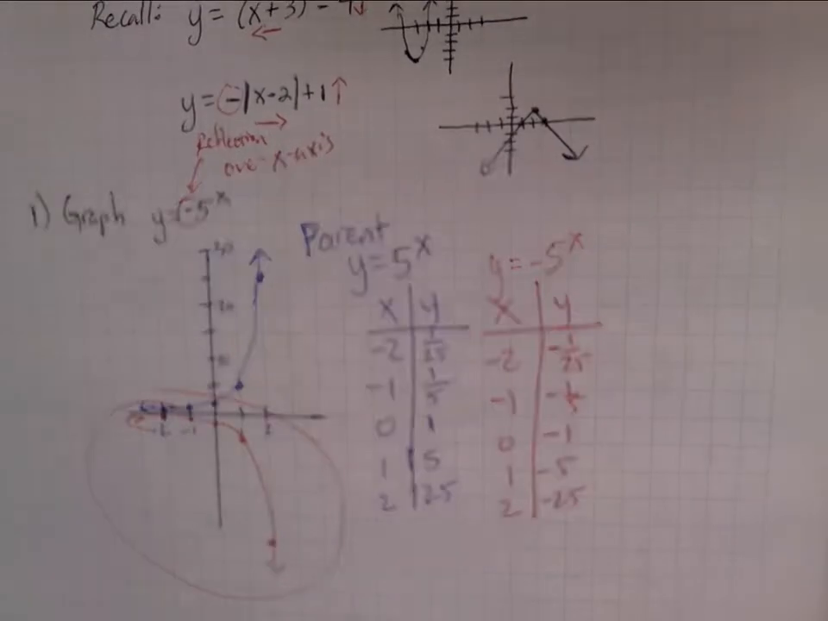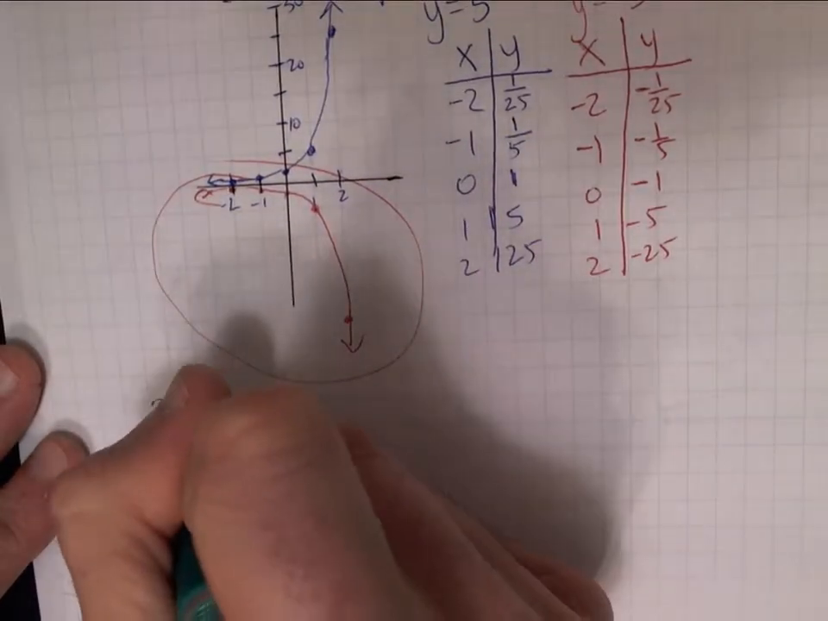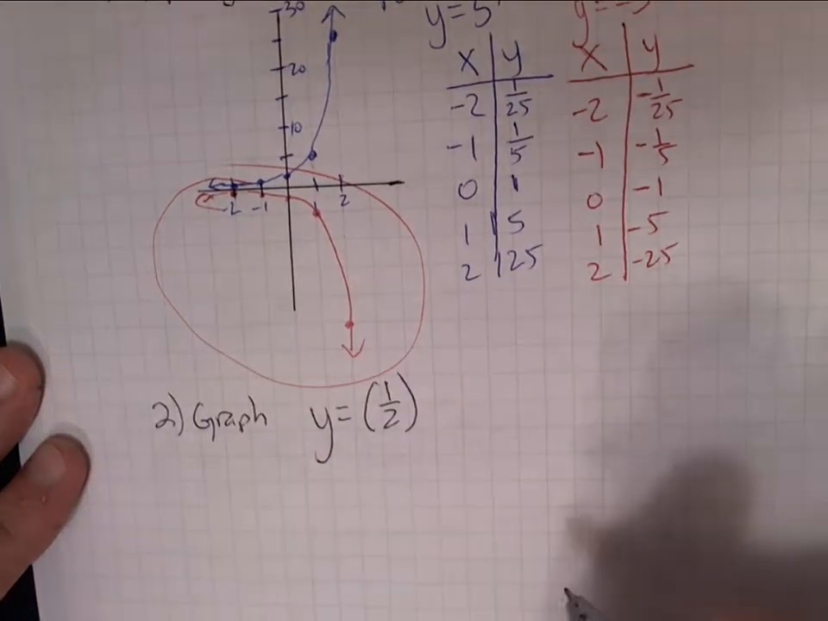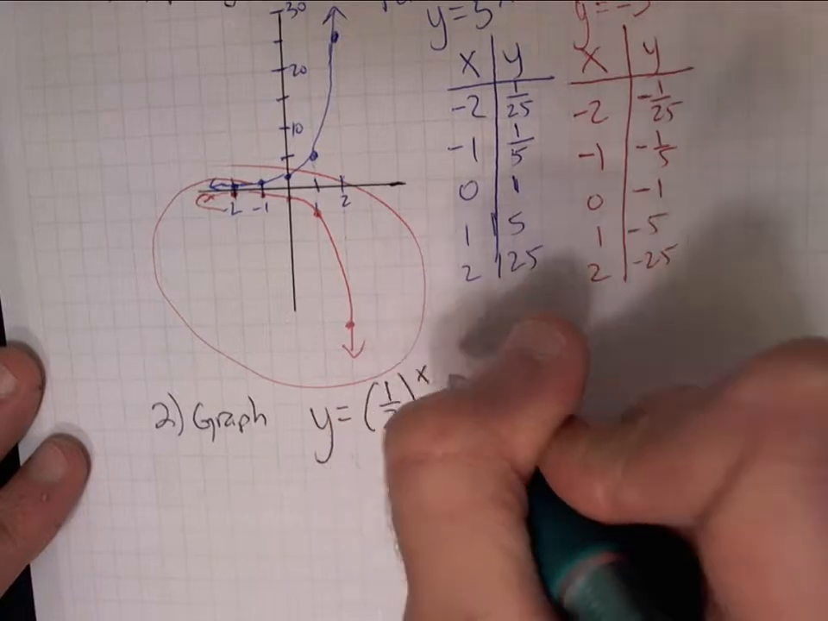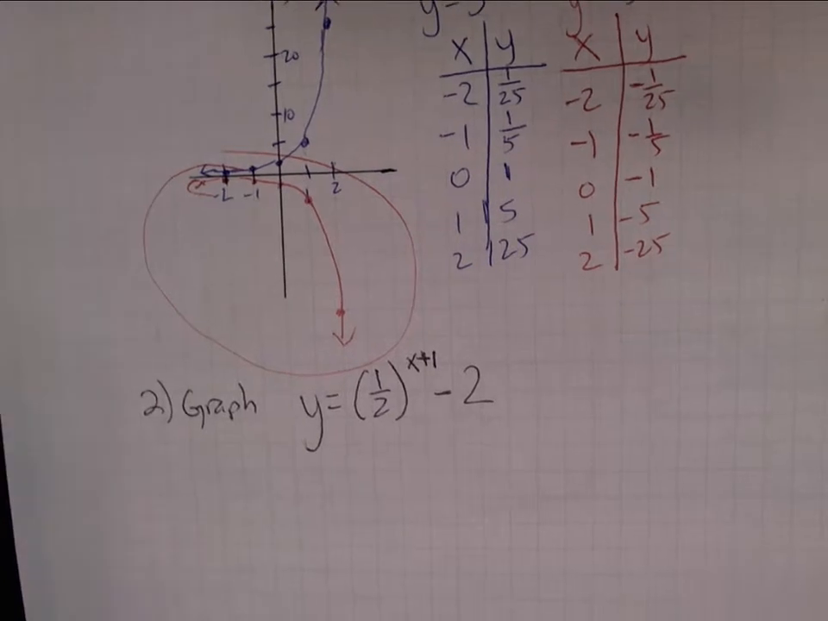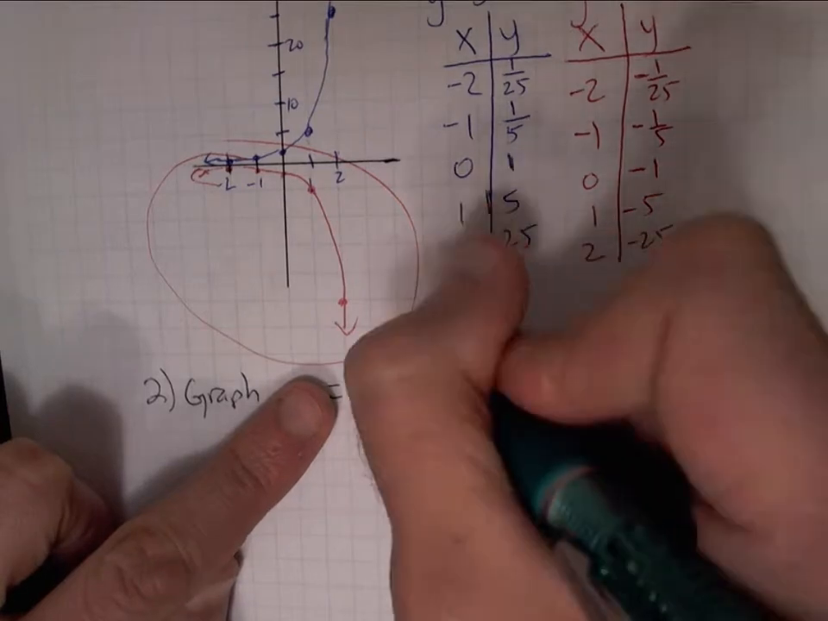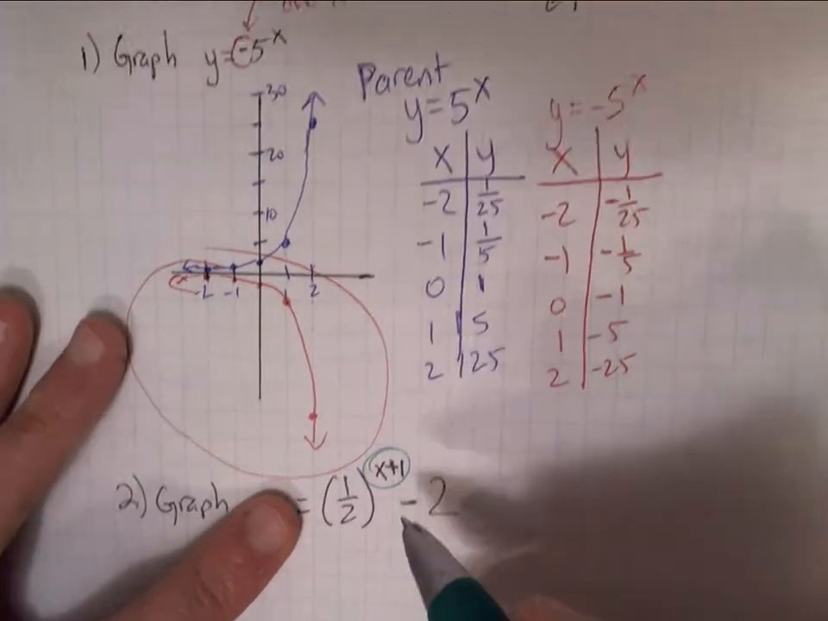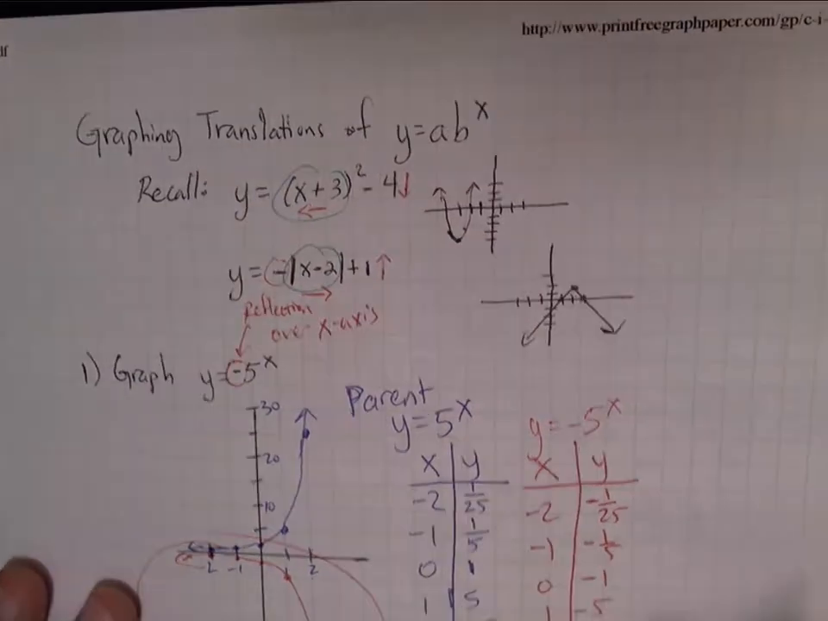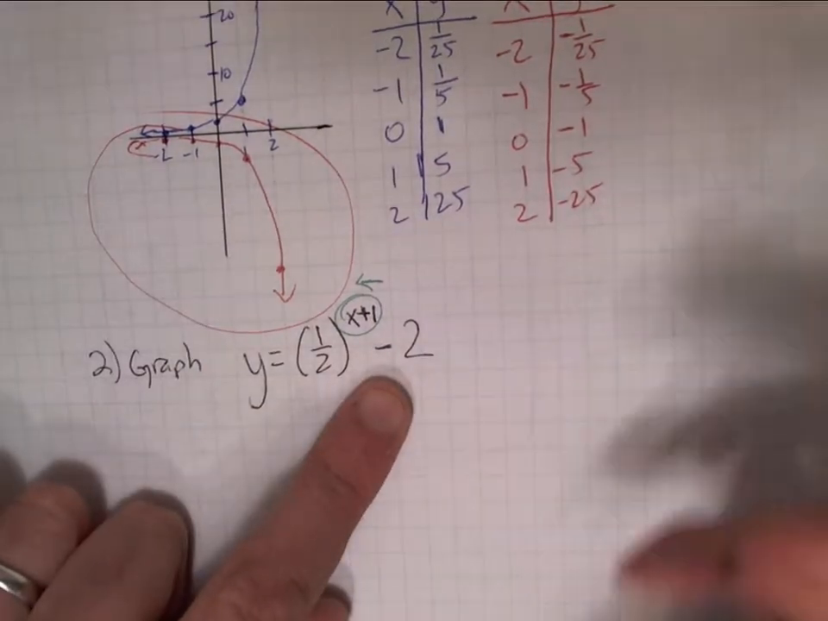Let's try one more with a different shift here. So number 2, why don't we graph y equals 1/2 to the x plus 1, minus 2. So let's plan what's going on here. There's no negative, it's not reflected, but we've got this shift. And just like the other ones, when it's included with the x, it's a horizontal shift. It's the opposite of what you think. So that's going to be a shift to the left 1. And this is going to be a shift down 2.